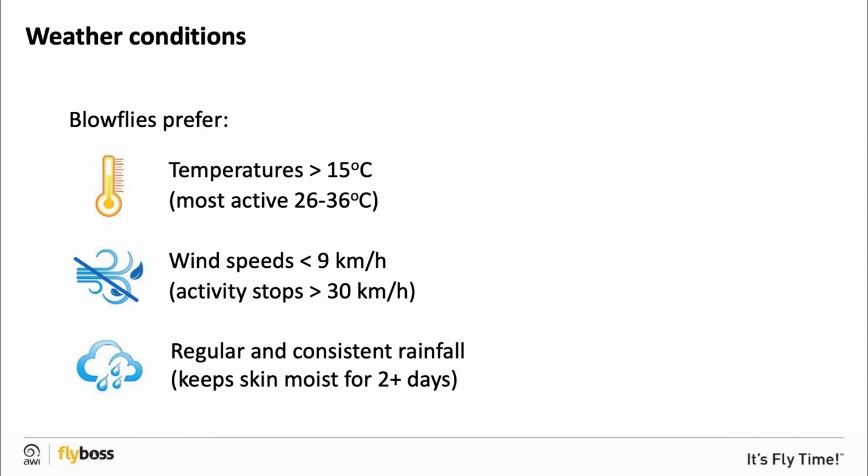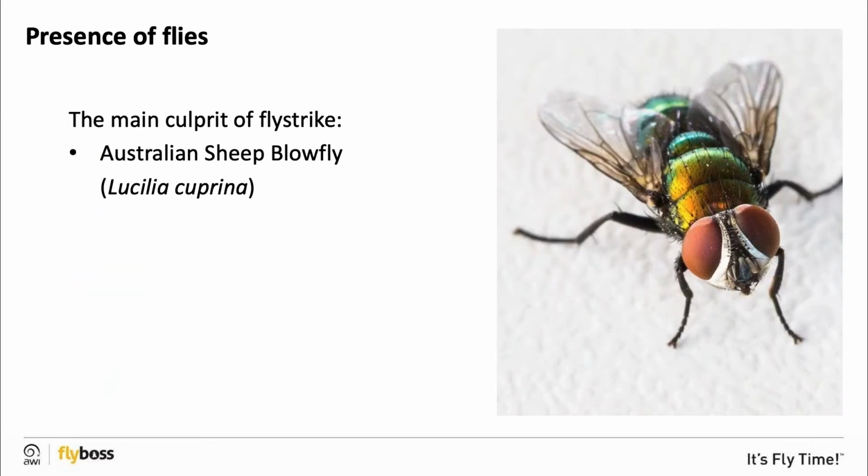They like rainfall to be regular and consistent, and the reason for this is that the strike risk increases dramatically when there's enough rain to keep the sheep's skin moist for 2 or more days. So frequent small falls of rain are more conducive to fly strike than the occasional heavy fall because there's less opportunity for the skin to dry out. High-risk regions are predominantly in southern Australia, particularly in southern Western Australia, South Australia, Victoria, and New South Wales. So that's the weather conditions required for a strike.